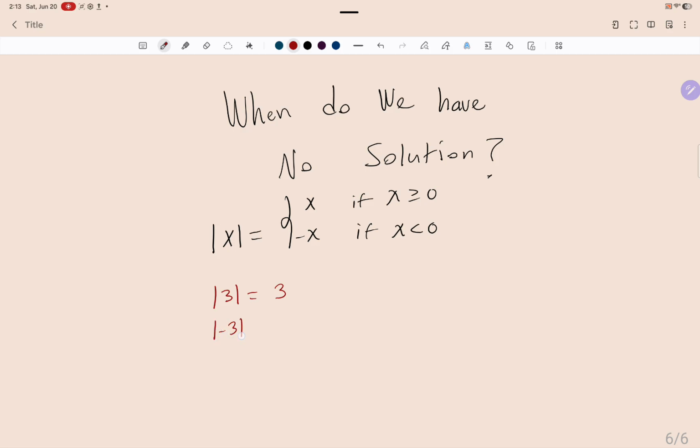Now, what if I pick -3? For x equals -3, we know that -3 is less than 0, so I need to use this version. In other words, I multiply -3 by a negative in front. So I get 3.